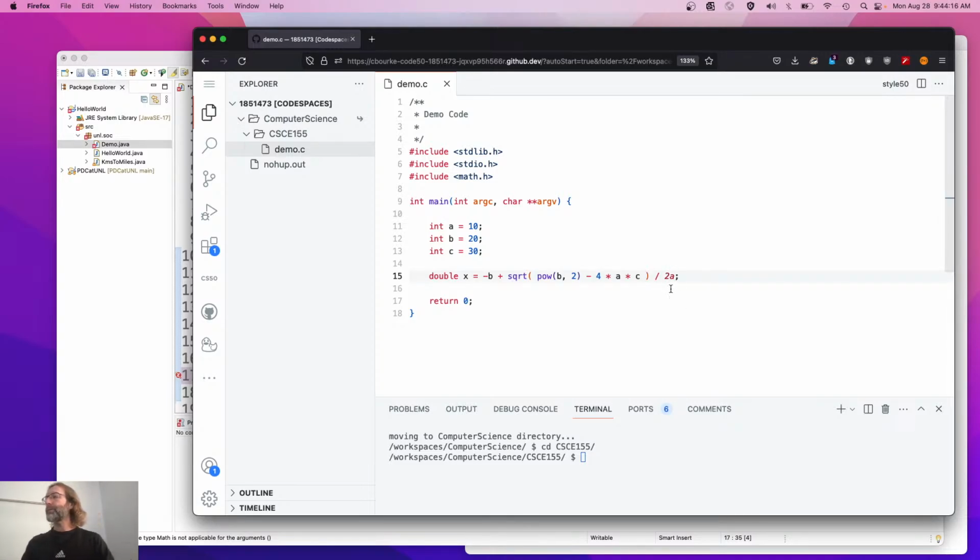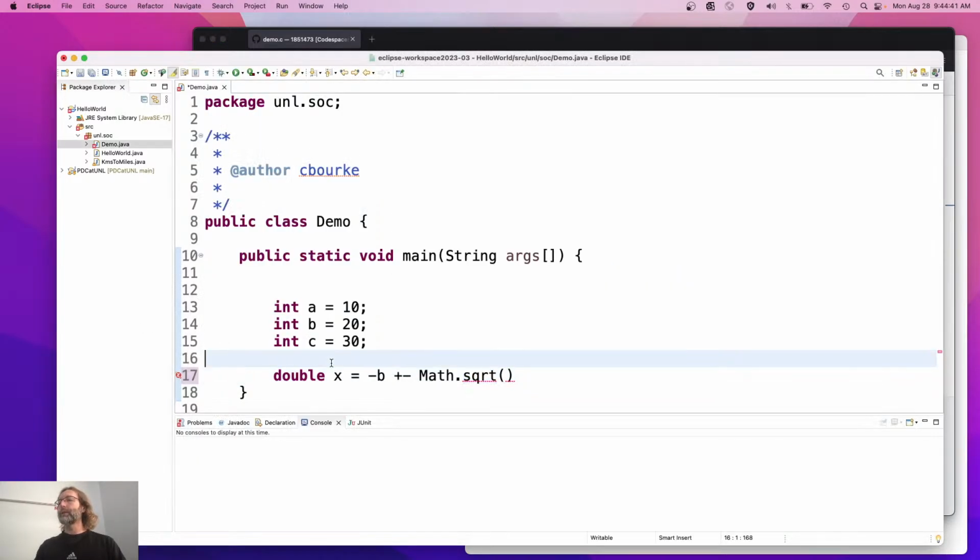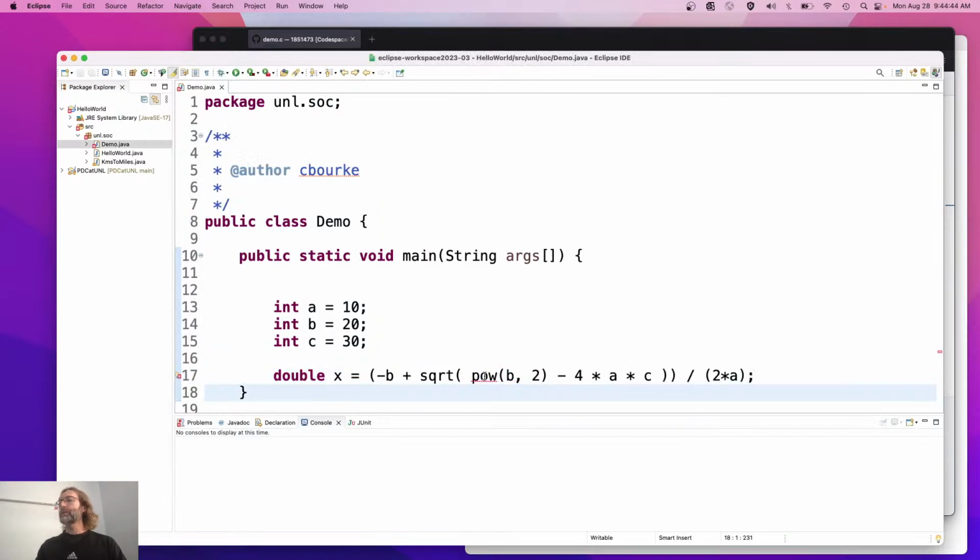Okay. Same problem with 2a, 2 times a. Is that correct? No. Why? PEMDAS. I need to take the entire numerator and put it above the entire denominator. I still need these here. There we go. All right, let's take that over here to Java and translate it. What's the only difference? Math dot and math dot.